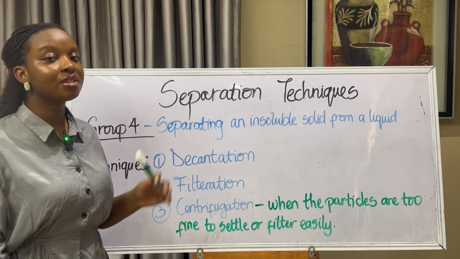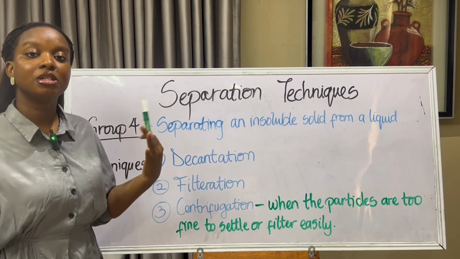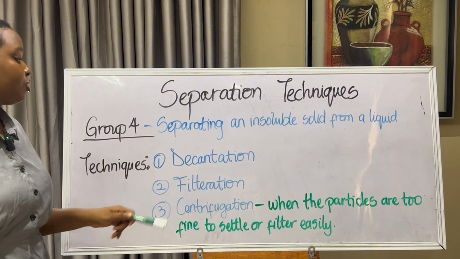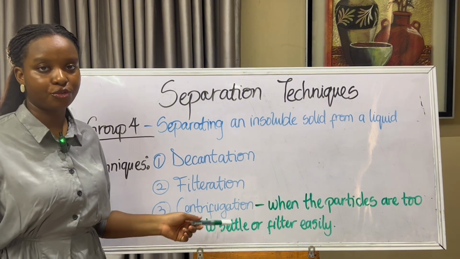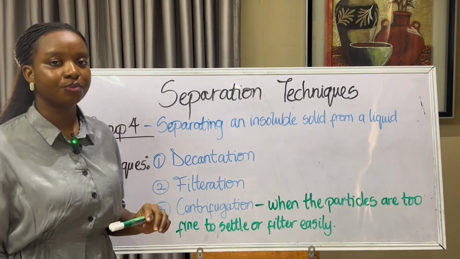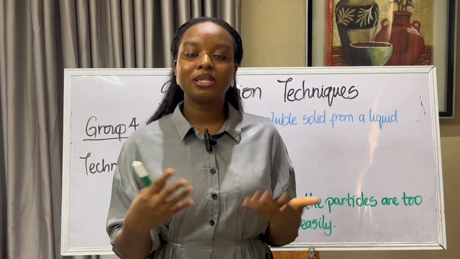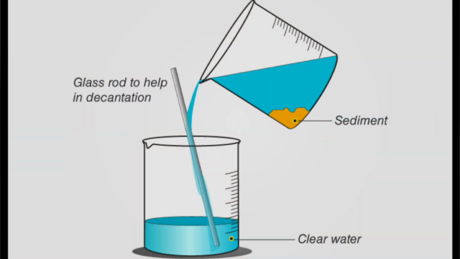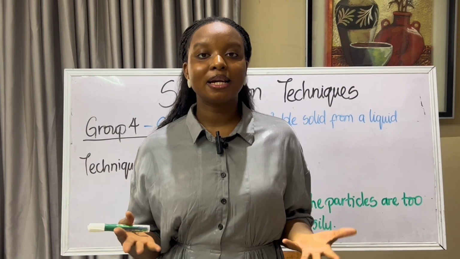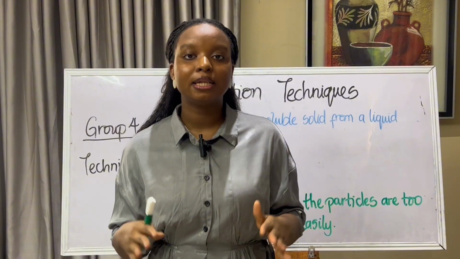Group 4 involves separating an insoluble solid from a liquid, and the techniques used in this group are decantation, filtration, and centrifugation. So let's take them one by one, starting with decantation. In this technique, if a solid is dense enough to settle at the bottom, we say it sediments. So we can simply pour out the liquid and then the solid is left behind. Decantation is the quickest method but only works when the solid has completely settled.